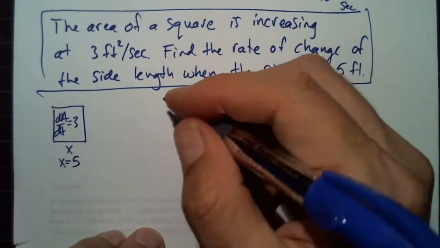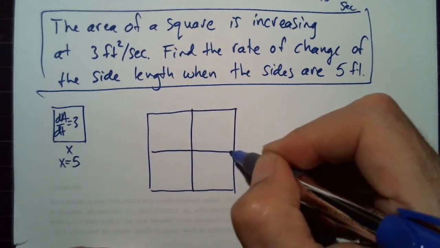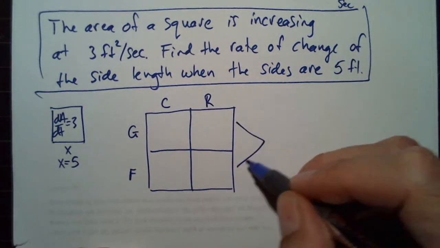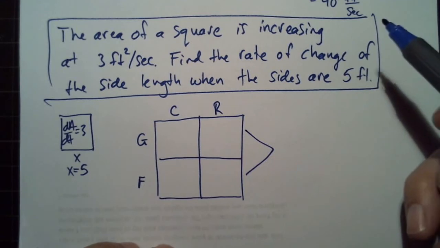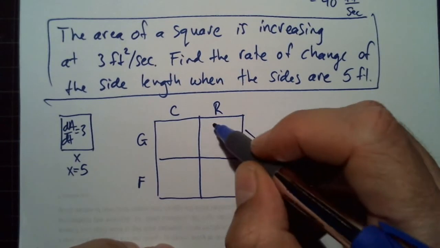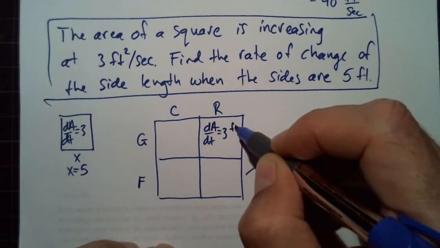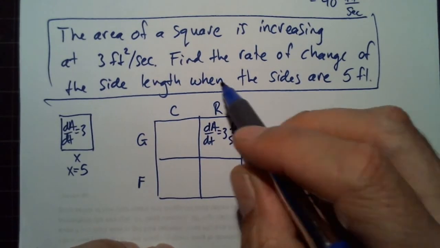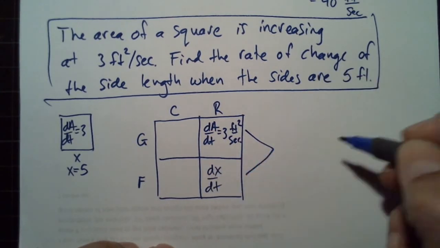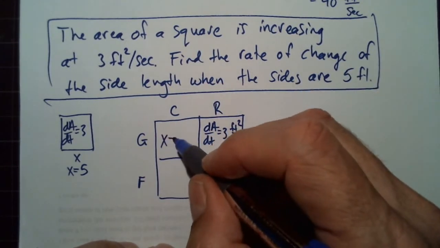We start to organize some of the information, and then we'll organize it like this. Given, find, constant, rate, relation. All right, area increasing, and we have this rate here, so we know that's a given rate. dA/dt is 3 square feet per second. Find rate of change of side length. Find dx/dt when the side x is 5.